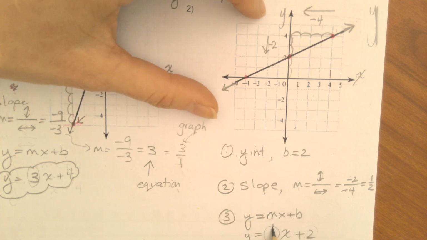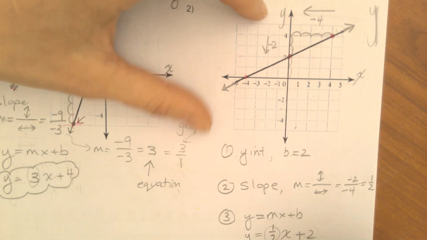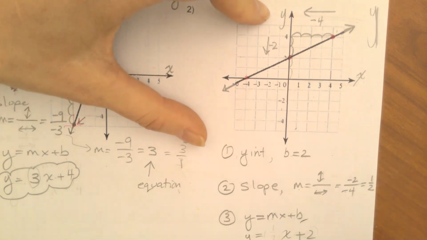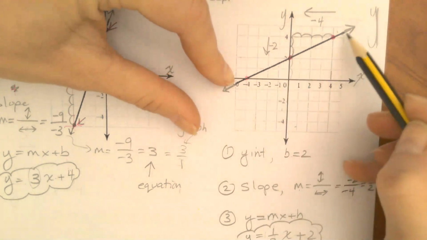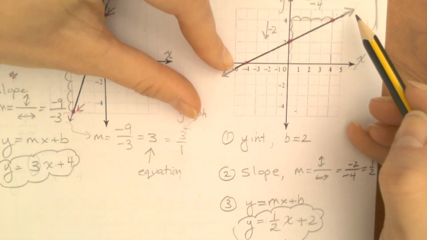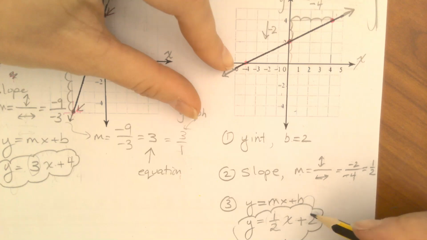So here's M. I'm going to put half here. Okay, I can't see that very well. Let's put it nicer. And we can leave it as a half. We don't need to put it as a decimal. Okay? So here's my equation that represents this line. So my y-intercept was 2 and my slope was a half. Let's go to the next page.